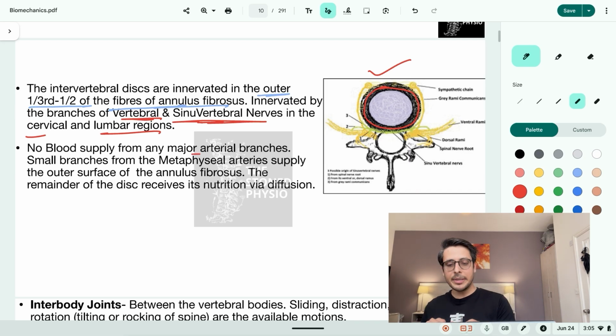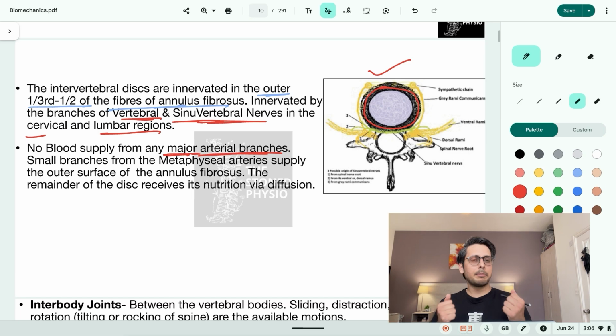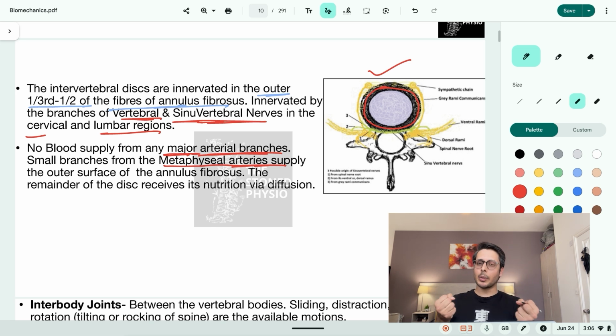Okay, and now talking about how an intervertebral disc gets its nutrition. There is no major blood supply or no major arterial branches which provide blood to the intervertebral disc. There might be a couple of small branches, or we call them the metaphyseal arterial supply, which might be providing the outer section of the annulus fibrosus. But again, as a person ages, these arterial supplies start getting destroyed. So mostly an intervertebral disc is not much dependent on blood circulation to get its nutrition.